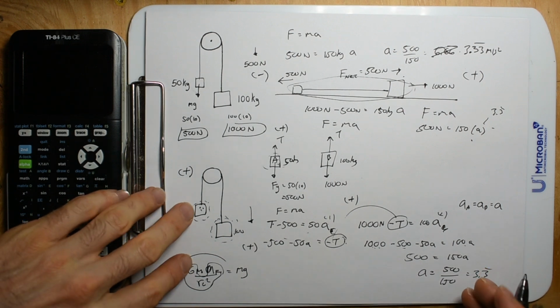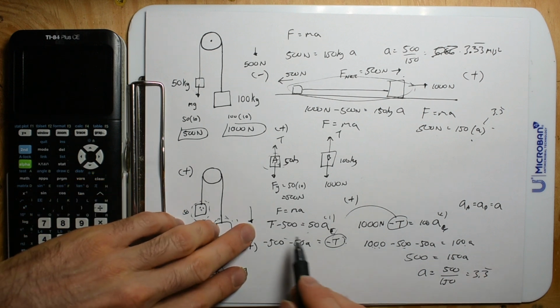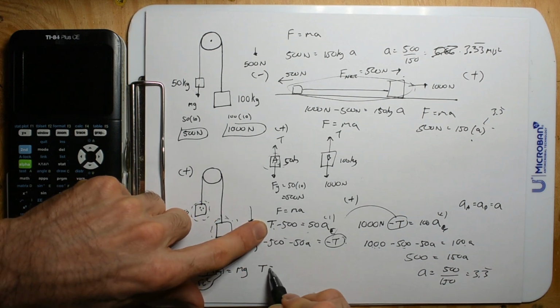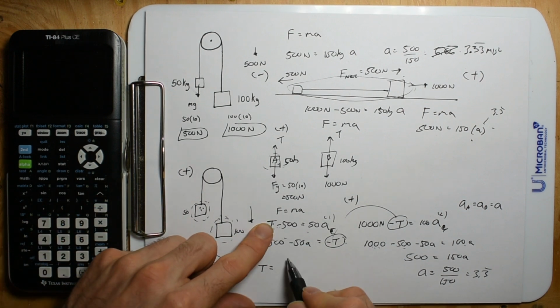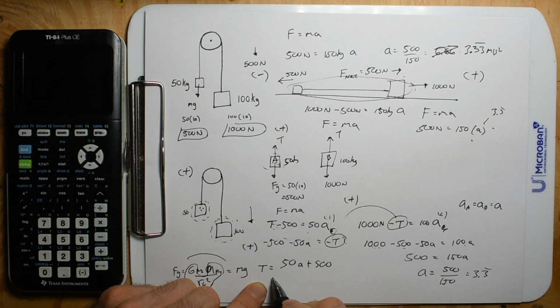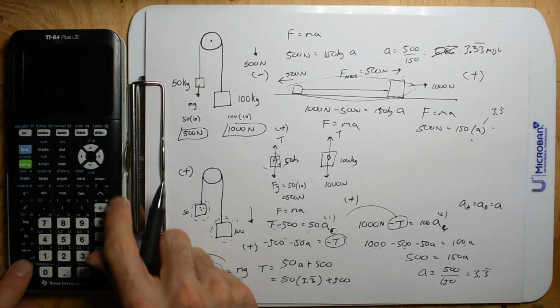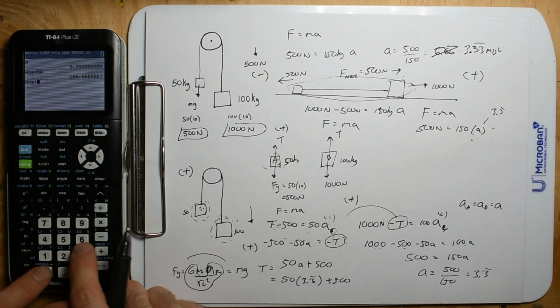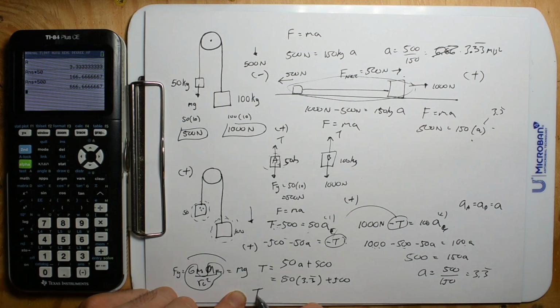Now I'm also going to go back and solve for tension. Tension is equal to 50a plus 500. Cool, so that's going to be 50 times 3.3 plus 500. I put 3.3 in my calculator times 50 plus 500, and we get a tension of 666.